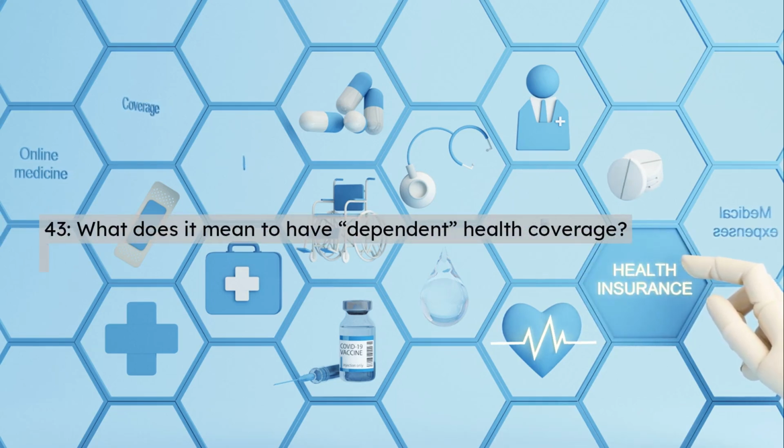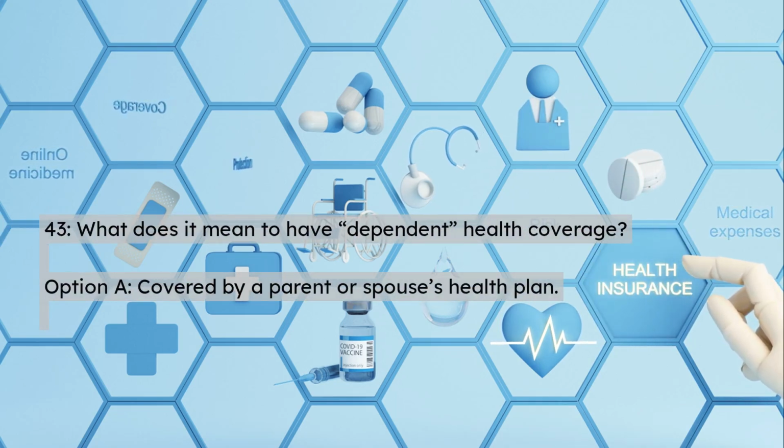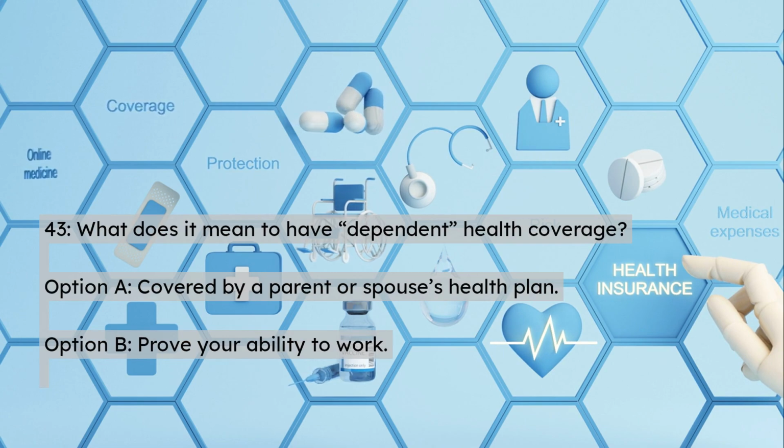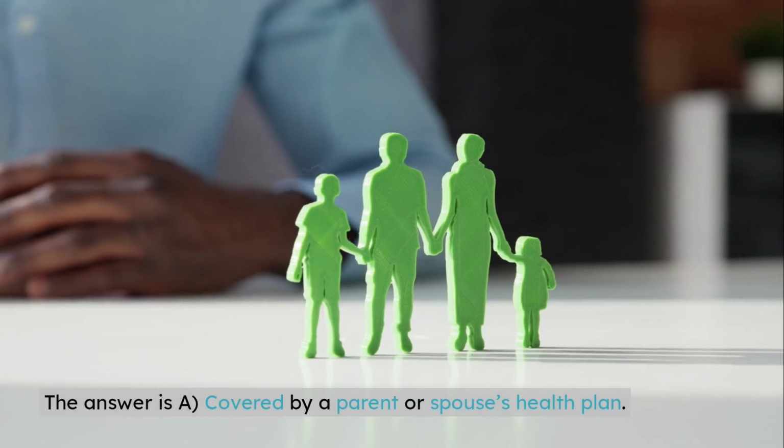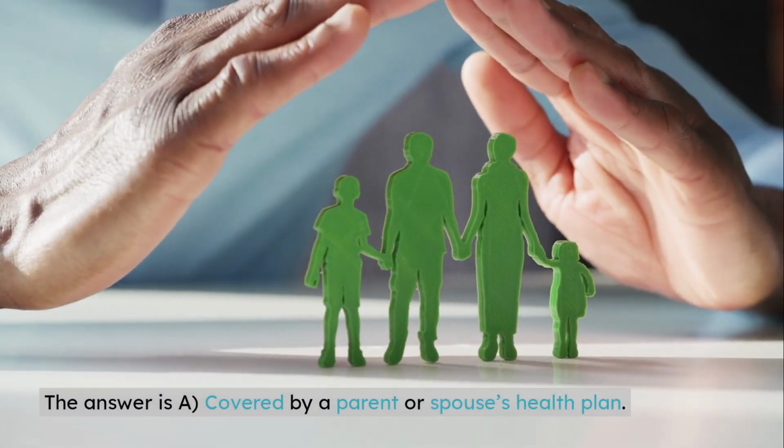43. What does it mean to have dependent health coverage? Option A, covered by a parent or spouse's health plan. Option B, prove your ability to work. Option C, approval needed before seeing a doctor. The answer is A, covered by a parent or spouse's health plan.